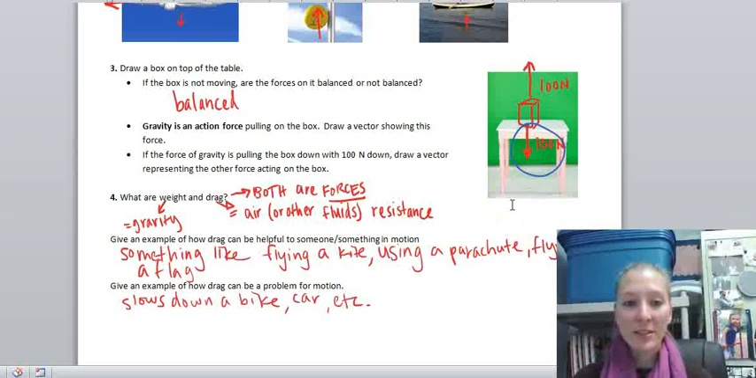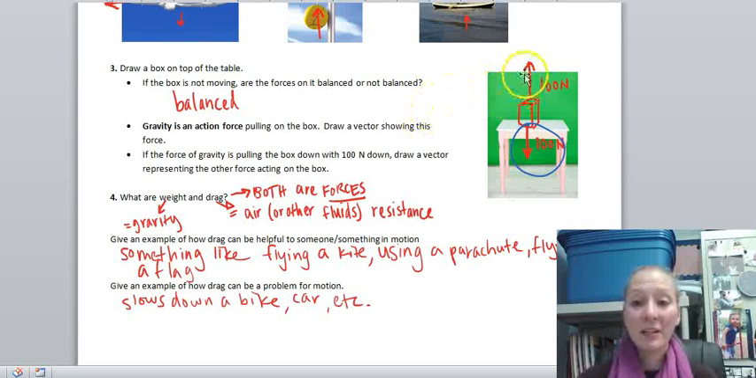and we have to draw a vector showing the other force on there, because if we only had the vector for gravity, then we know it's an unbalanced force and the box would be falling. But it's not, it's just sitting on the table. So our other vector here has to be pulling up, or pushing up in this case, with the same amount of force as the other gravity vector. So that's going to also be 100 newtons.